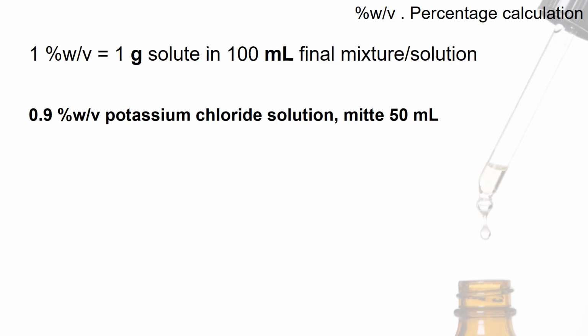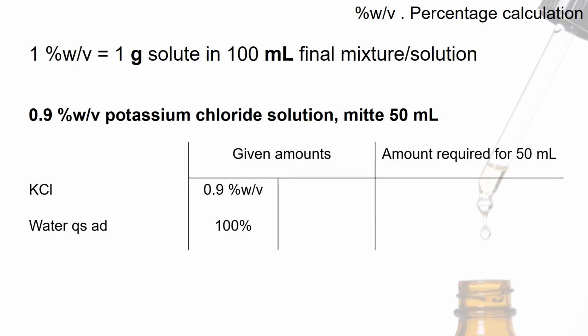0.9% weight per volume of potassium chloride solution, and you're going to make 50 ml. So in this case, it means that potassium chloride is 0.9 gram in 100 ml of water given. For you to prepare 50 ml, we apply the formulation calculation method. It's just half of the amount given. So to prepare 50 ml, you will need 0.45 gram of potassium chloride.